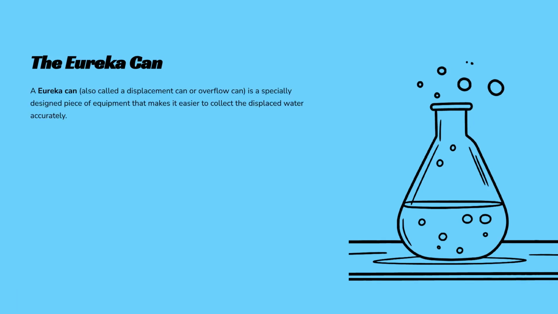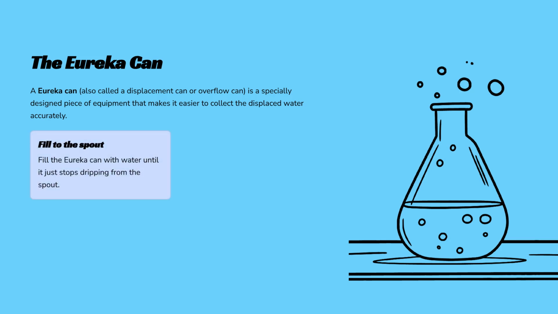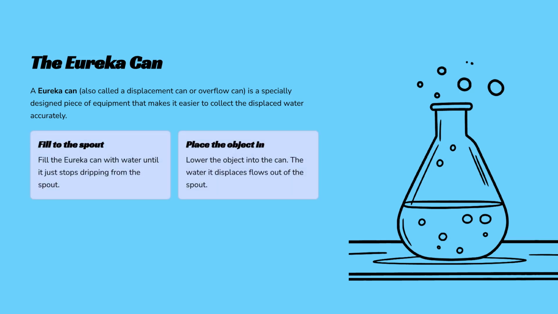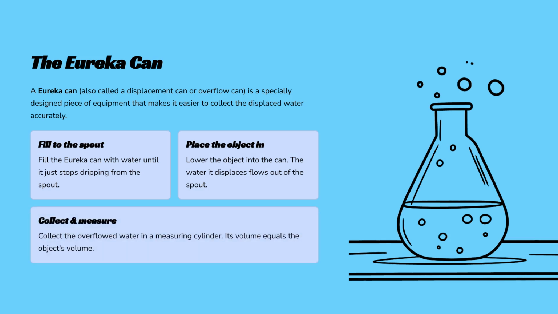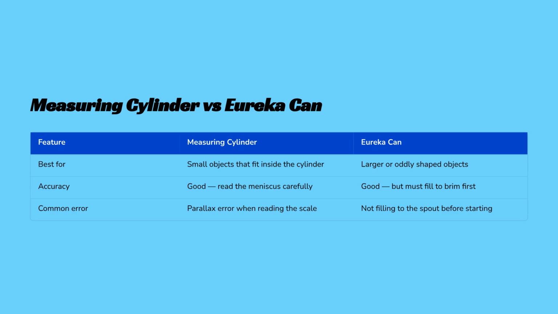Alternatively, a Eureka can is designed to collect displaced water accurately. Fill the can to the spout, submerge your object, and collect the water that flows out. The volume of this collected water is the volume of your object. Choosing between methods depends on the object size. Use a measuring cylinder for small items, but choose a Eureka can for larger or oddly shaped ones. Remember to watch out for parallax errors when reading scales, and always ensure the can is filled to the spout.